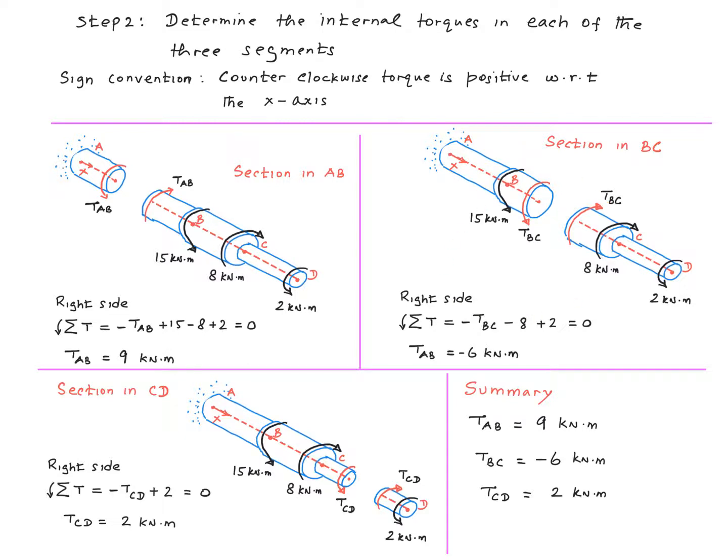Here are the details for sectioning in BC, and here are the details for sectioning in CD. So here's the summary of what we got. TAB is 9 kilonewton meter, TBC is minus 6 kilonewton meters, TCD is 2 kilonewton meter. We know the torque is constant within each segment, right? It varies from segment to segment like this, but within each segment it is a constant.